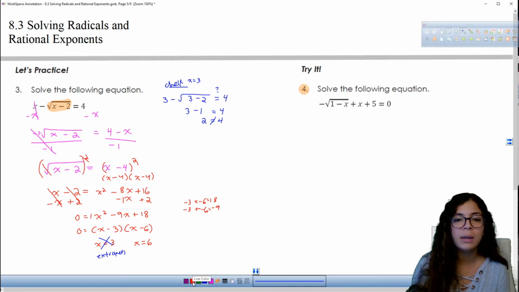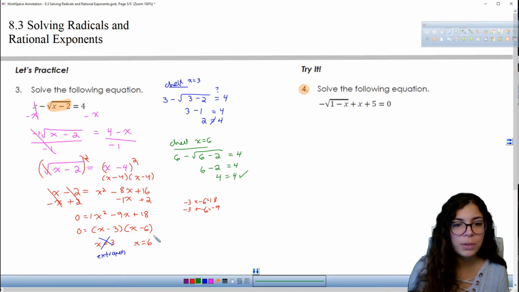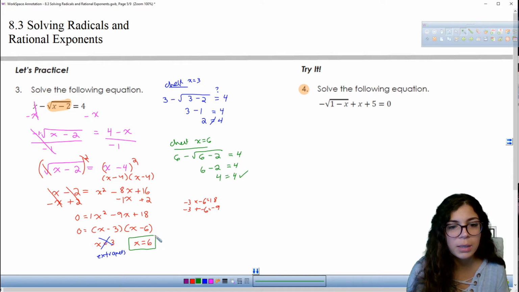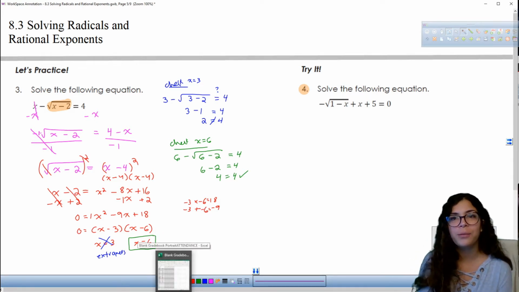Let's go ahead and check x equals 6 now. Okay, so again, x minus the square root of x minus 2 equals 4. And 6 minus 2 is 4. Square root of 4 is 2. So 6 minus 2 would be 4. 4 equals 4. So yes, this is a good and valid solution. So the only solution for this equation is 6. Okay, so go ahead and pause this video now and try number 4 on your own.